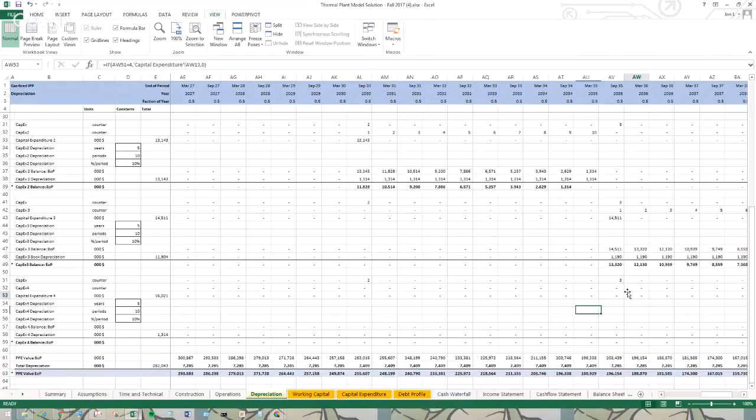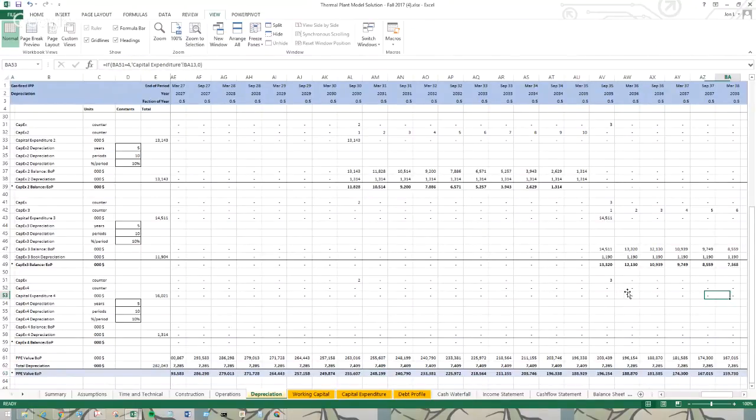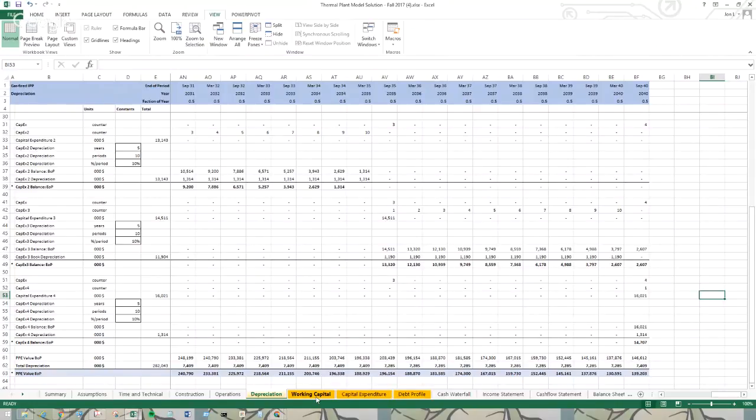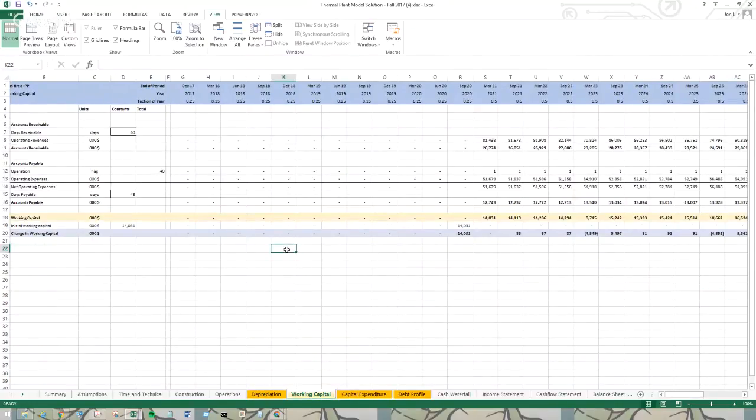So that's depreciation. It's pretty straightforward. I can answer any questions via email. Working capital is just the amount of cash in the cash register that the business needs to maintain operations. So you generally base it off the number of days.